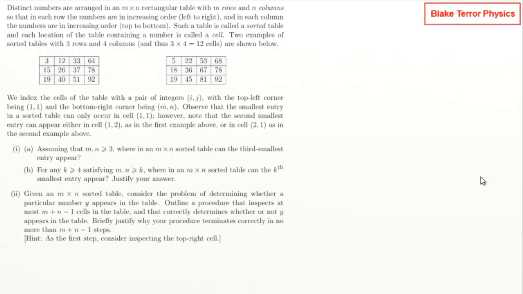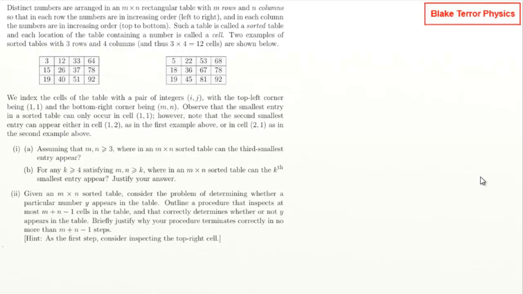This is question 6 from the 2021 MAT. Distinct numbers are arranged in an m by n rectangular table with m rows and n columns, so that in each row the numbers are in increasing order, left to right, and in each column the numbers are in increasing order, top to bottom. Such a table is called a sorted table, and each location of the table containing a number is called a cell.